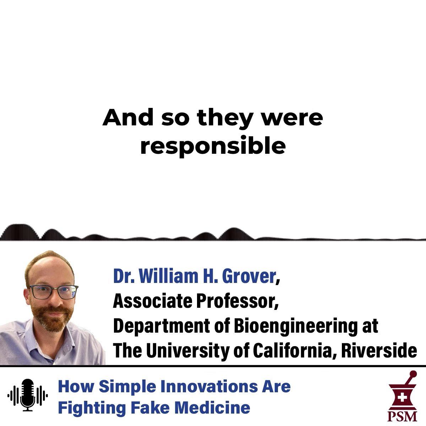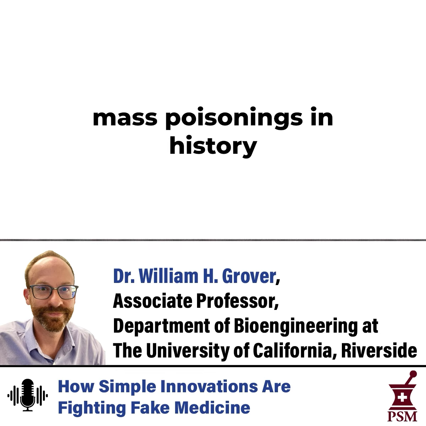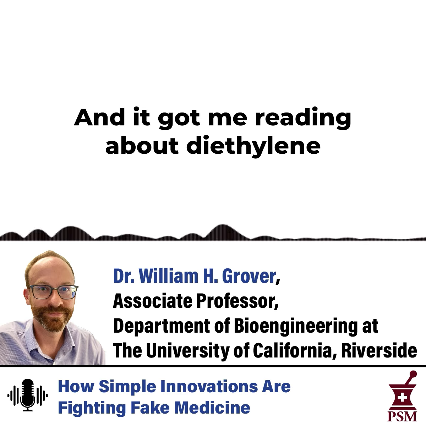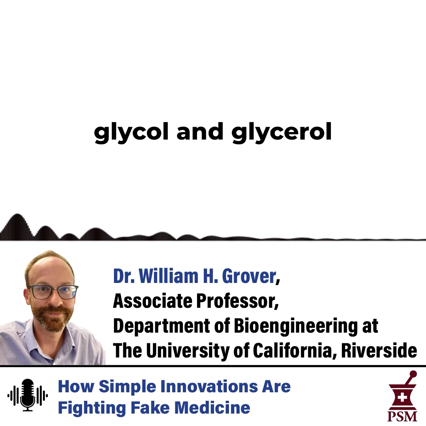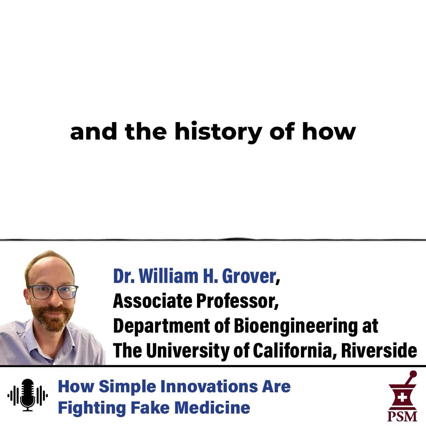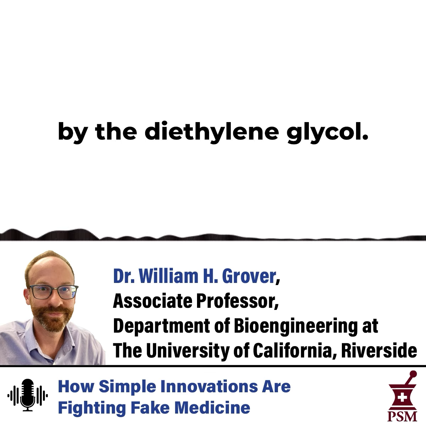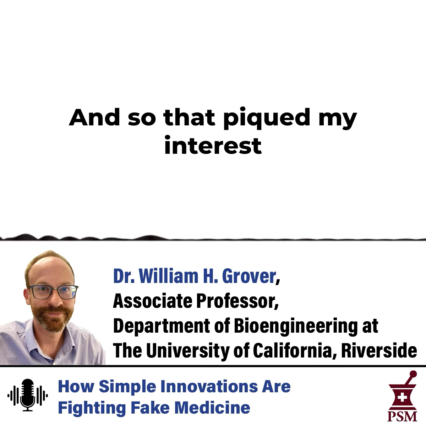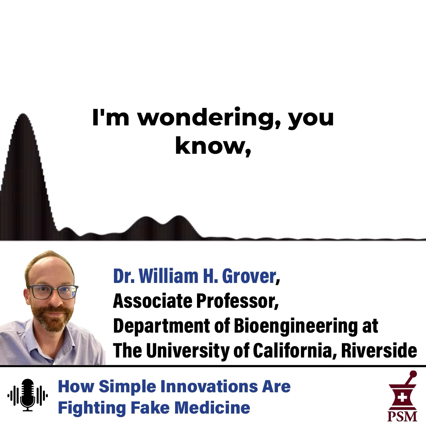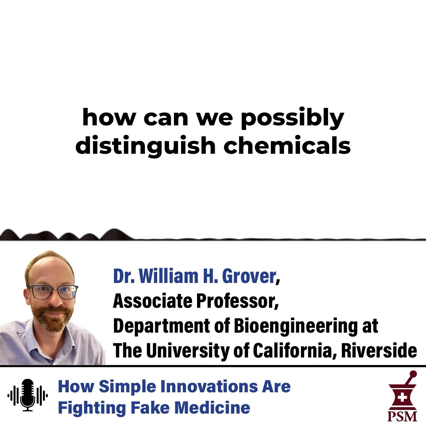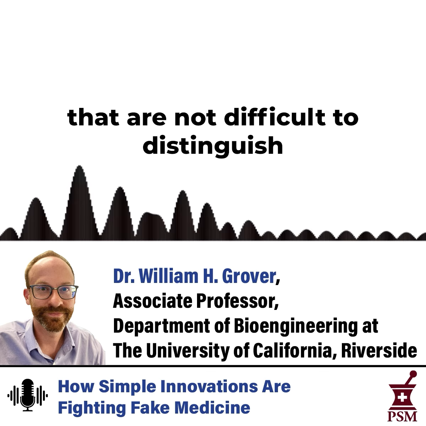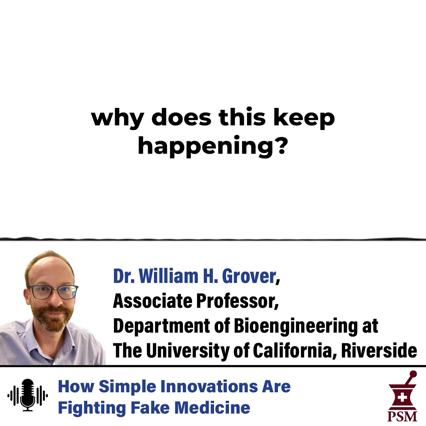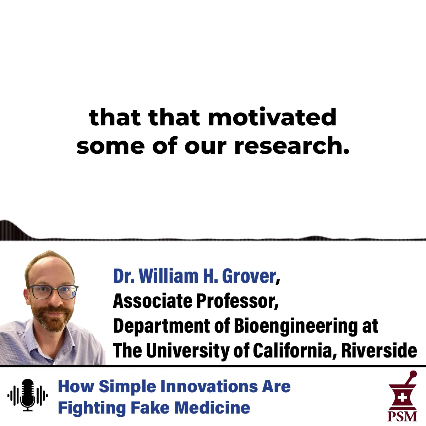They were responsible for one of the largest mass poisonings in history and gave rise to the modern FDA. And it got me reading about diethylene glycol and glycerol and the history of how that was not the last time people were poisoned by diethylene glycol. It's been happening over and over again. And so that piqued my interest as an analytical chemist. I'm wondering, how can we possibly distinguish chemicals like these that are not difficult to distinguish if you have the right tools? So why does this keep happening? That was the first thing that motivated some of our research.